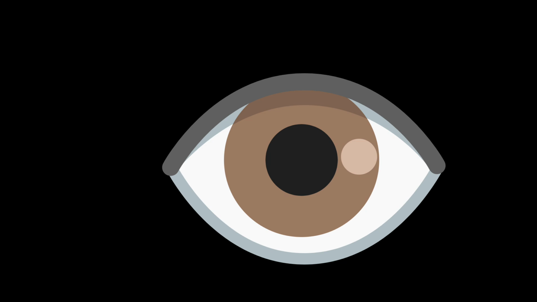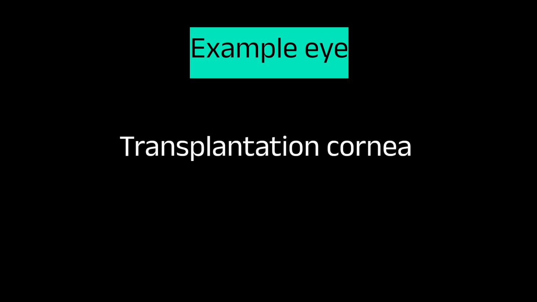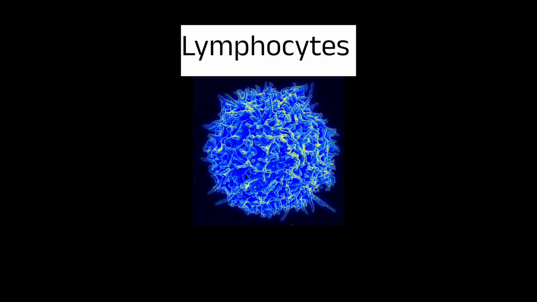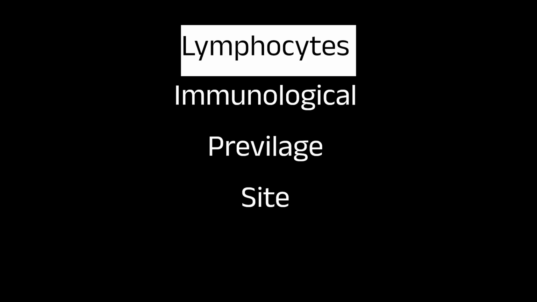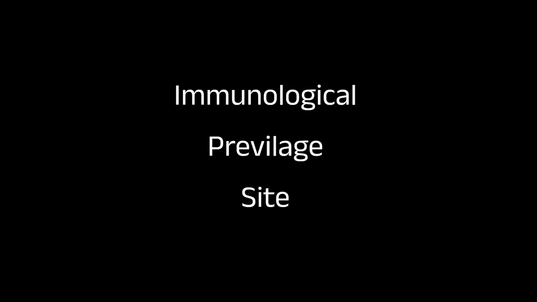Some transplanted tissue does not stimulate an immune response. For example, a transplanted cornea is rarely rejected because lymphocytes do not circulate into the anterior chamber of the eye. So this site is considered an immunologically privileged site. Another example of privileged tissue is heart valves.